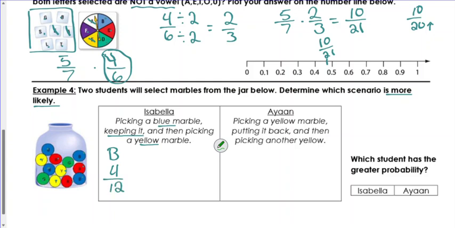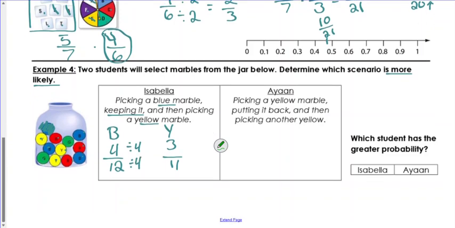She keeps it. So she's taking one of these marbles out. You imagine this one disappearing. Doesn't really matter which one. But now we're down to just 11 marbles. So the chance that we get a yellow is 3 out of 11. So I'm going to simplify this first one by 4. That's going to change into 1/3. And then I can multiply that times 3 over 11.